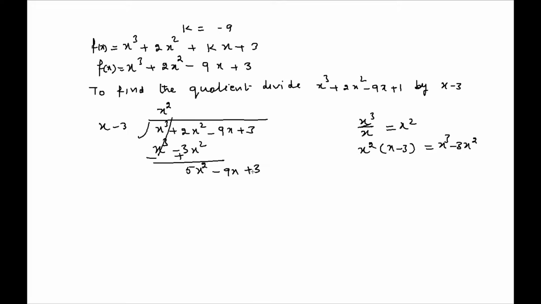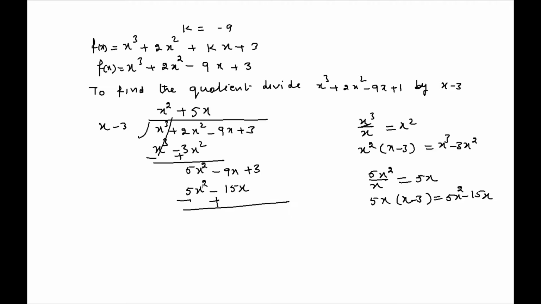Then write 5x square divided by x. I'll have 5x, that is the second term of the quotient. So write 5x, multiply 5x by x minus 3. You'll have 5x square minus 15x. Change the sign. You'll have plus 6x plus 3. So write 6x by x. You will have 6. 6 is the third term of the quotient.